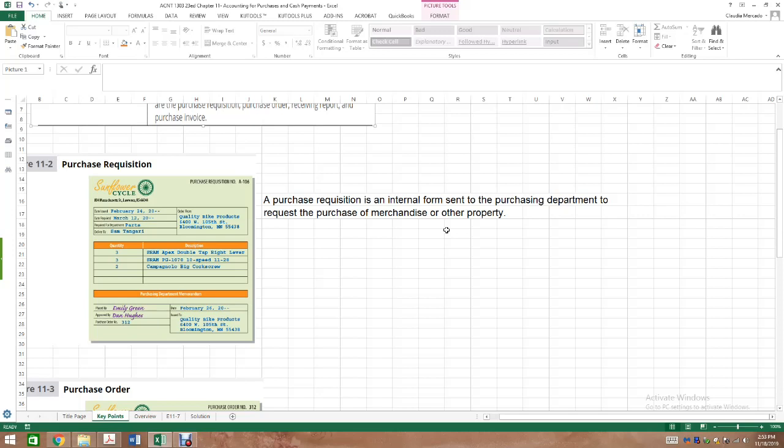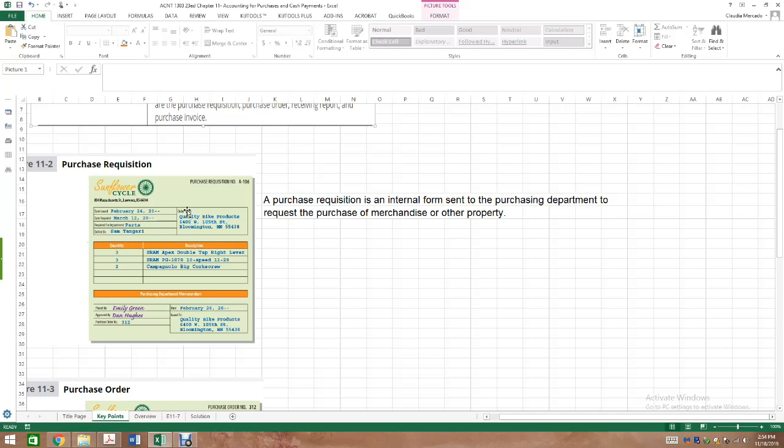Okay, so this is what a purchase requisition looks like. Here we have the date that it was issued, and the date that they are required to receive these items. So I'm placing my order on February the 24th. I need it by March the 12th. This is the department for parts, and the goods are going to be delivered to Sam Tangari. That's who they should be addressed to.